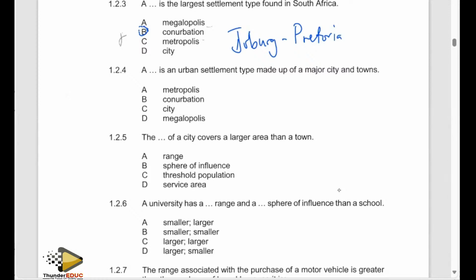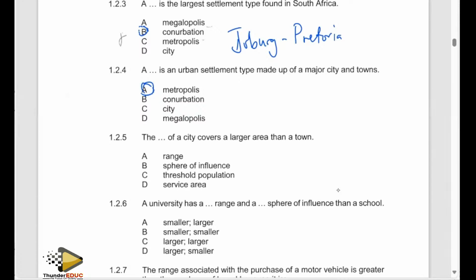Next question, number 124. Right. The question says a dash is an urban settlement type made up of a major city and towns. There's a major city and surrounding towns which are under the jurisdiction of the major city. What kind of urban settlement is that? The correct response is a metropolis, which is A. Right. Move on to the next question.